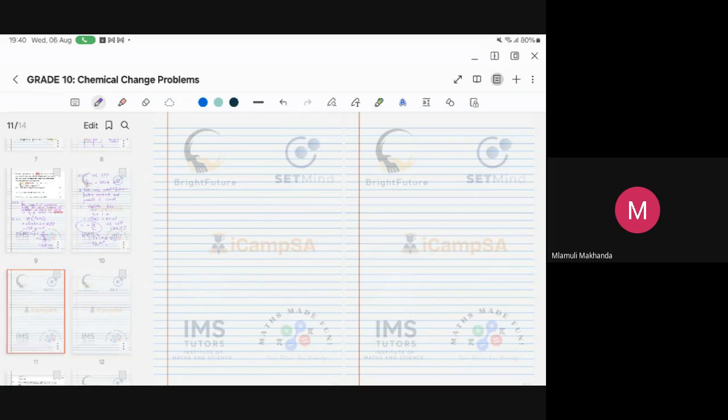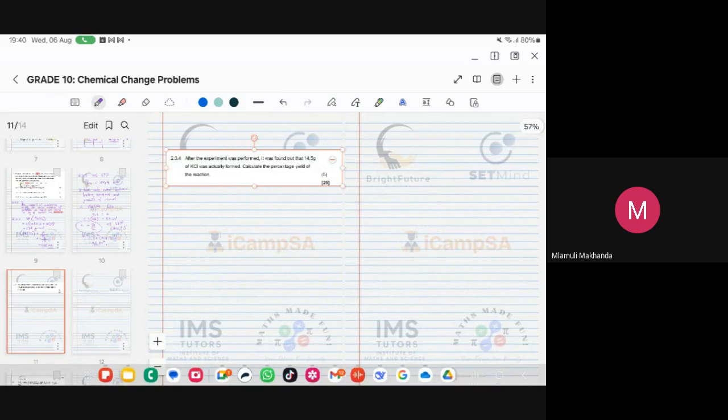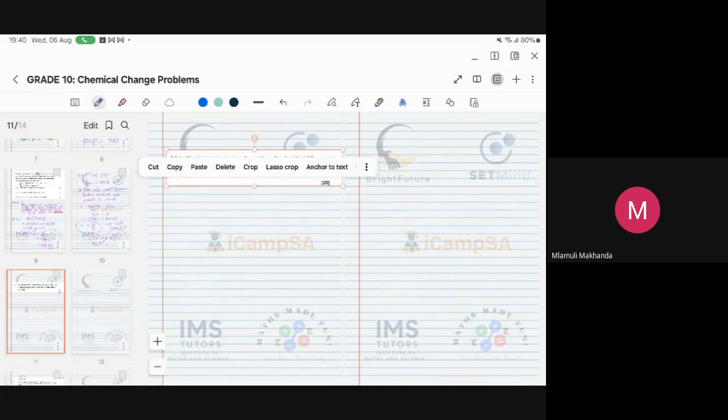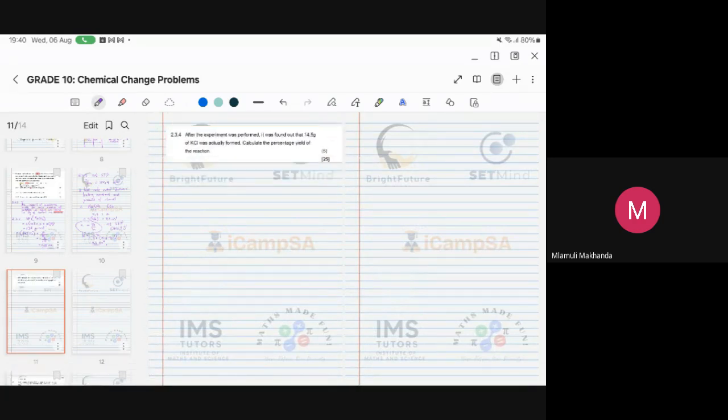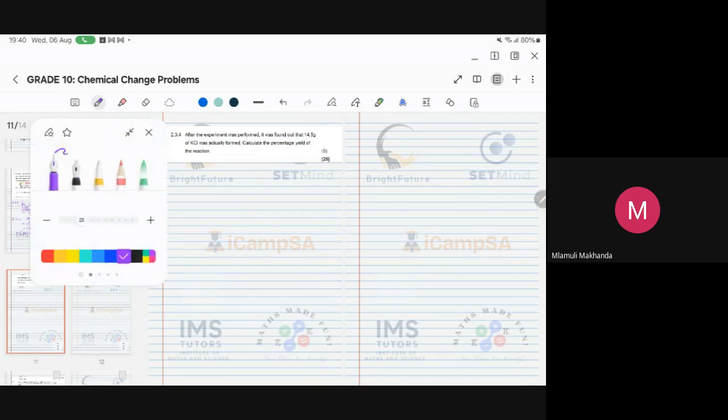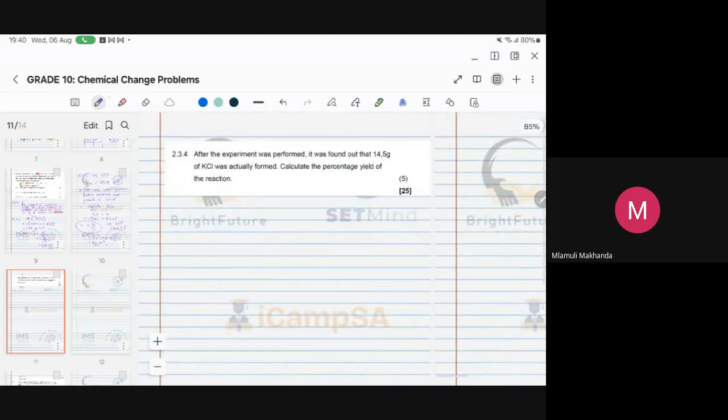Let's do the last question. After the experiment was performed, right? Remember, you usually perform an experiment to find the actual yield. So after the experiment was performed, it was found that 14.5 grams of potassium chloride was actually formed. Calculate the percentage yield of the reaction.